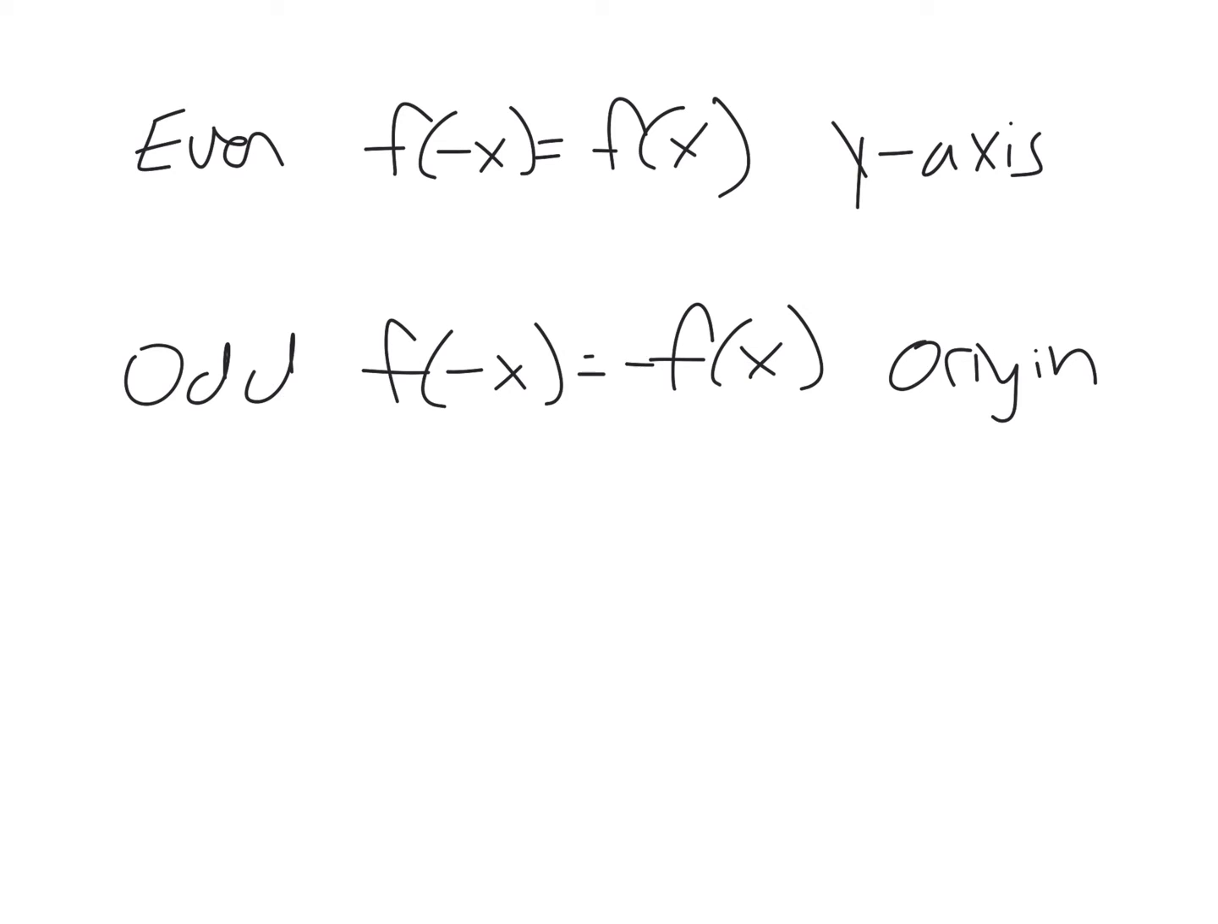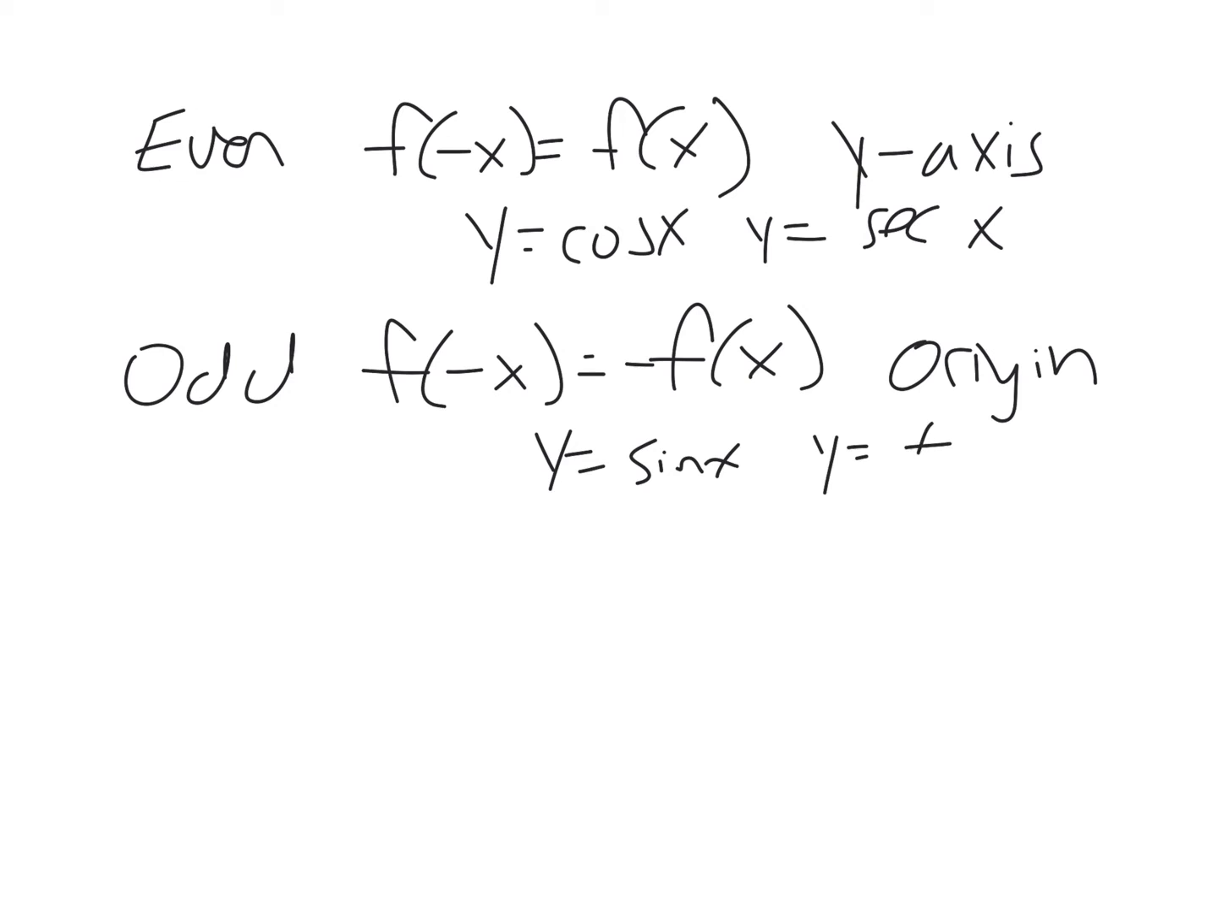If we think about the graphs of these functions, the even functions reflect over the y-axis: y equals cosine x and y equals secant x. Those, if you look at those graphs, are the ones that reflect over the y-axis, and the origin is the other ones: y equals sine x, y equals tan x, y equals cotangent x, and y equals cosecant x.